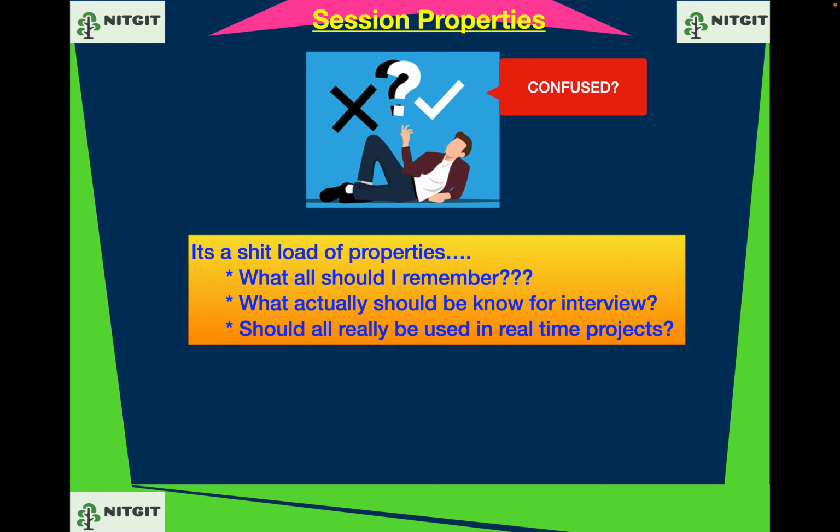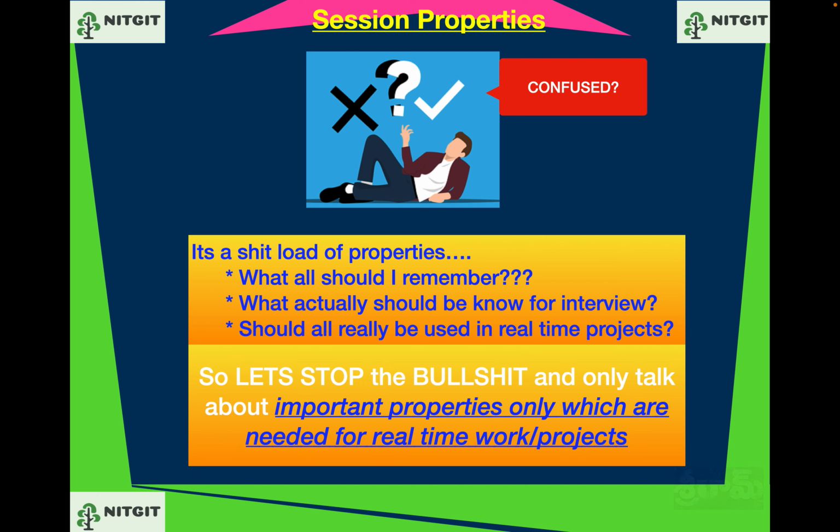No, no, no. That's why I have separated them. If you see the presentation, I have separated them in orange color. Orange colors are very important. Maybe 8, 9 properties. Not all the properties are important here. So let us recap the important orange stuff, and only talk about the important properties which are needed for real-time work and projects. Okay.